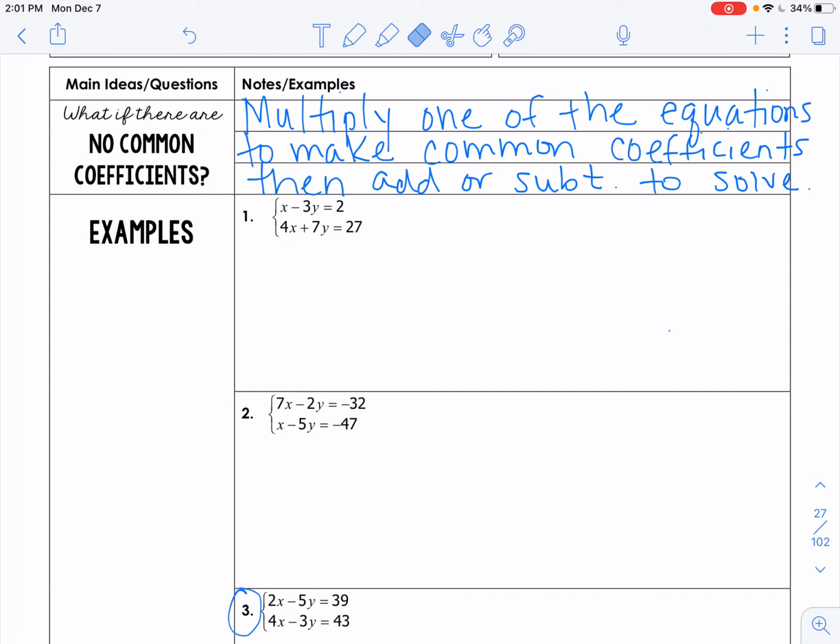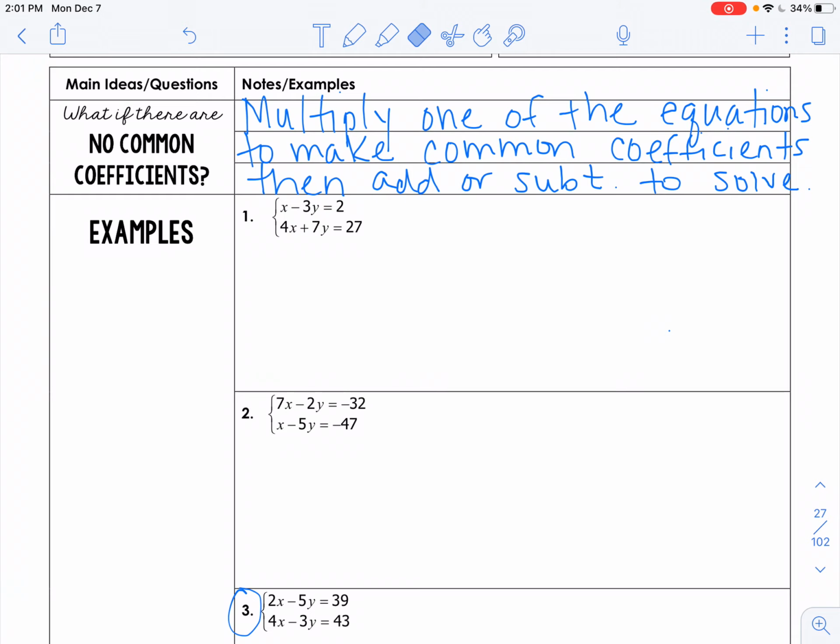So for example, the first equation is x minus 3y equals 2, and the second equation is 4x plus 7y equals 27. What I could do is look at my x's here. If I multiplied that first equation by 4, then I would have a common coefficient of 4 on both of those x terms. Okay, so as long as you multiply everything by 4, you keep your equation equivalent, and you're allowed to use that one.